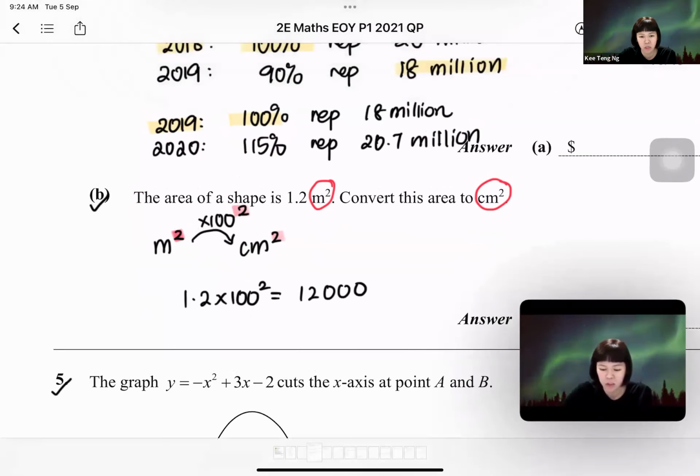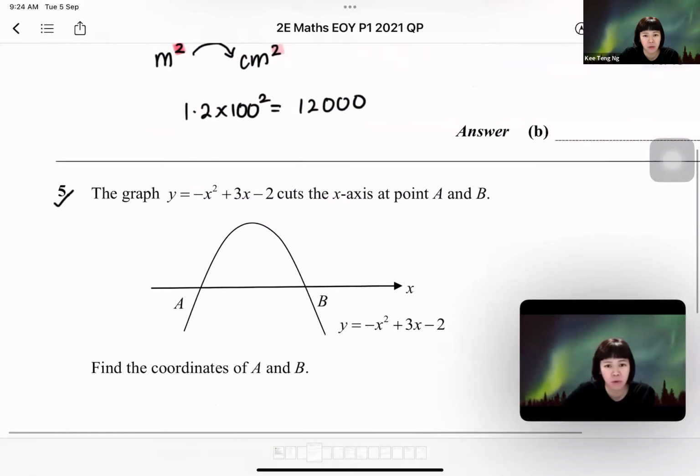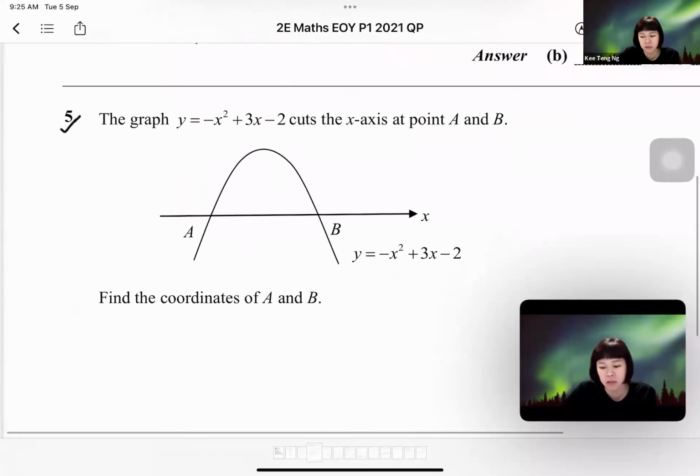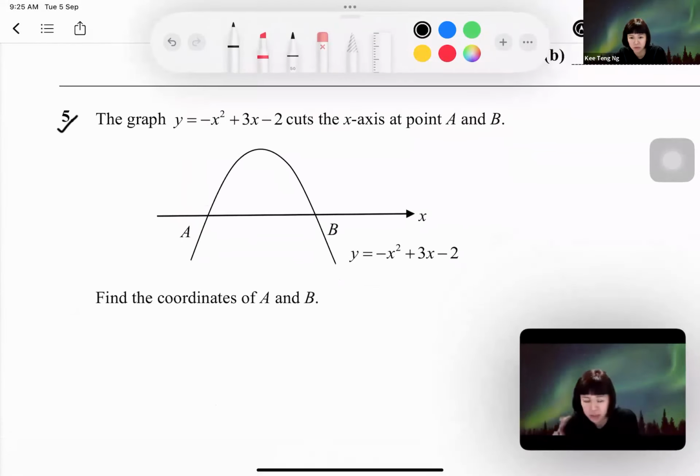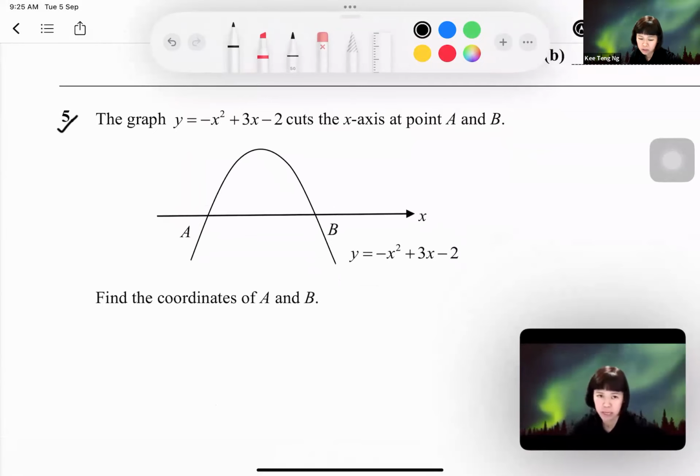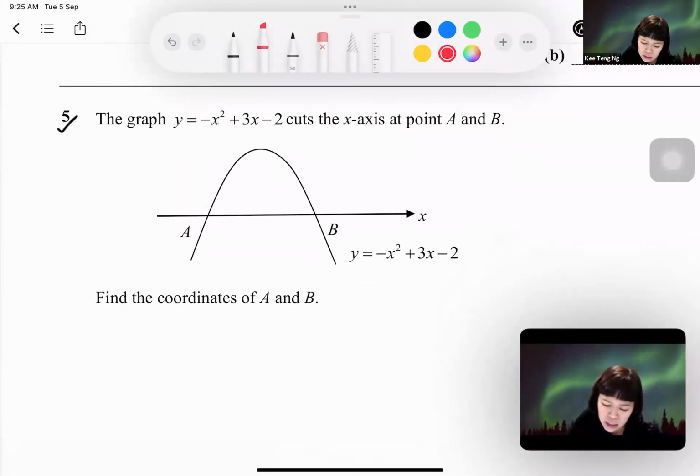Next question, this graph. This is a very straightforward question, but I still need to repeat many times, because it's a very standard question for tests. First thing to take note, you notice that this is actually a negative x squared. Negative x squared will be a sad face. If it's positive x squared, that will be a smiley face.